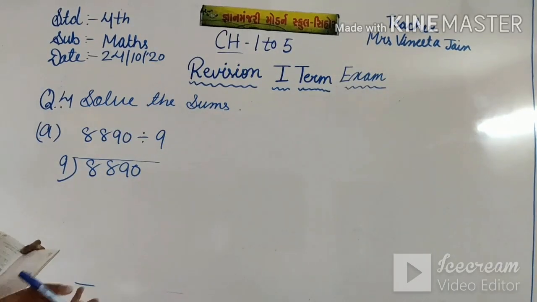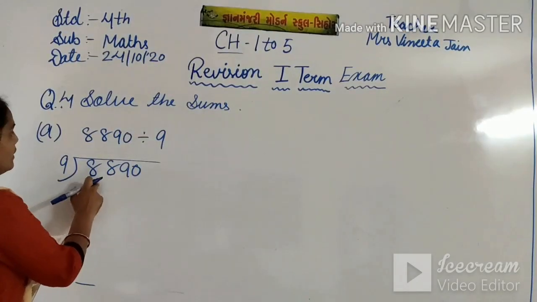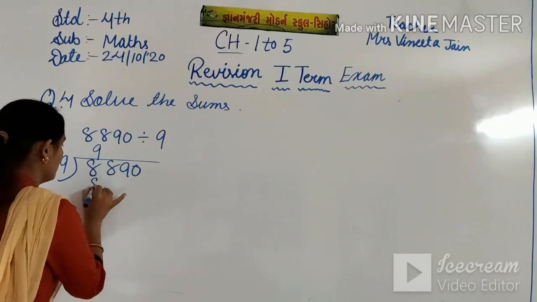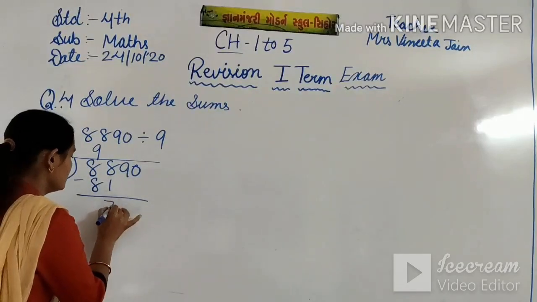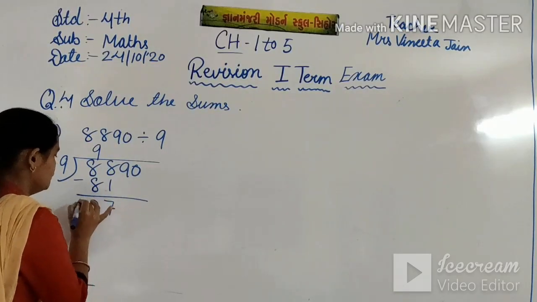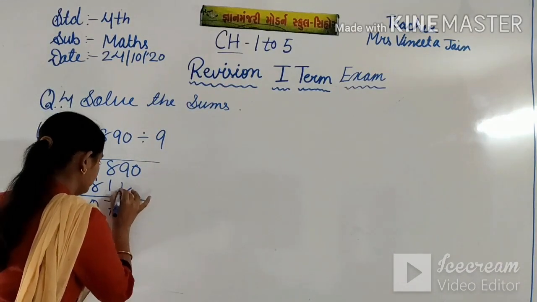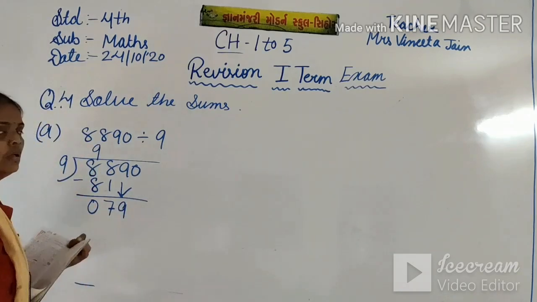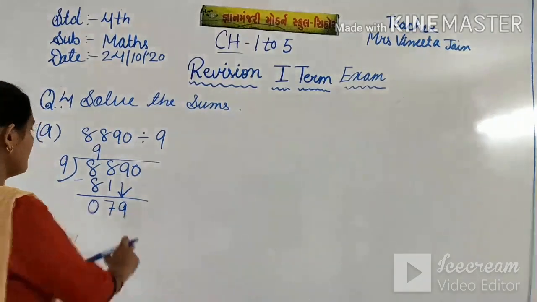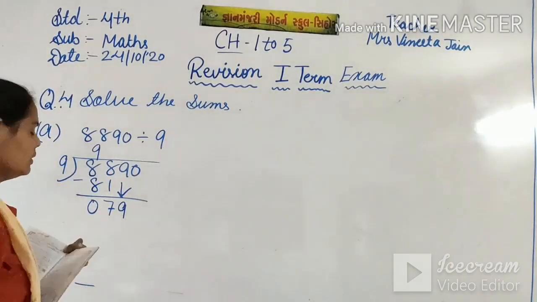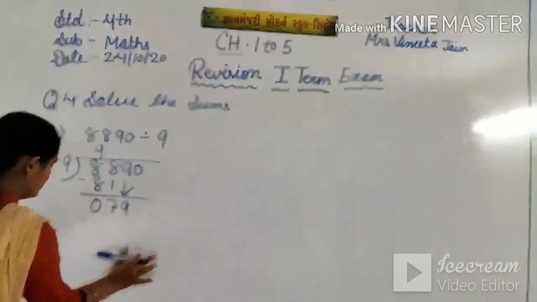90 is greater than 88, so we will take 9 nines are 81. Then minus. 8 minus 1, 7. 8 minus 8, 0. Okay, now bring down the next digit here, 9. Okay, now we have the number 79 divided by 9. Okay, so 9 nines are 81, which is greater than 79.